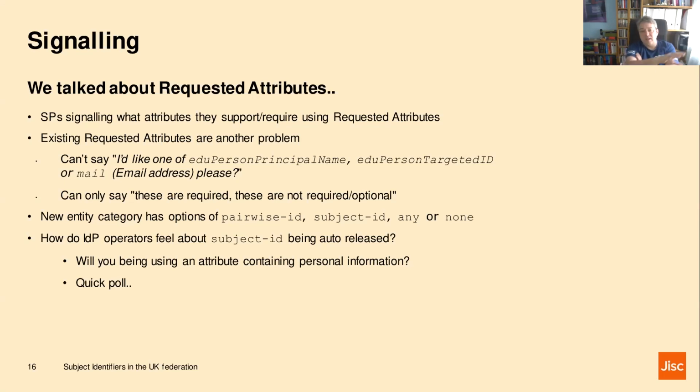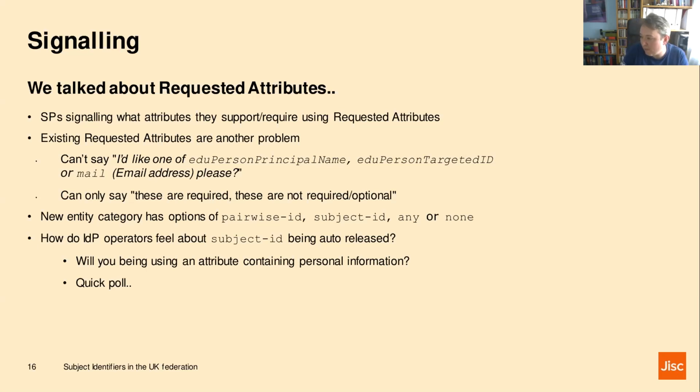So you can say, I need eduPersonPrincipalName, but first name and surname would be optional or something like that. You can't make these logical statements, ands or ors or anything like that. So the new entity category has options of pairwise ID, subject ID, any or more. So this is, instead of using requested attributes, there's an entity category that service providers will need to have on their metadata, which will signal to the identity provider what attribute to release. So it'll very much come down to the service provider to dictate that. So whether they suggest none, any, subject ID or pairwise ID.